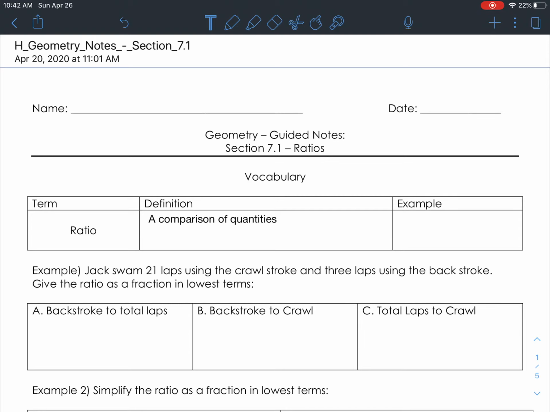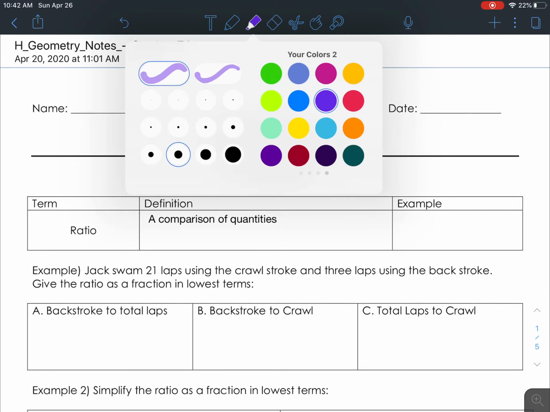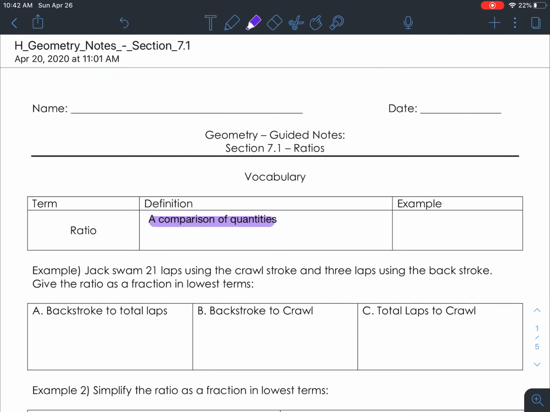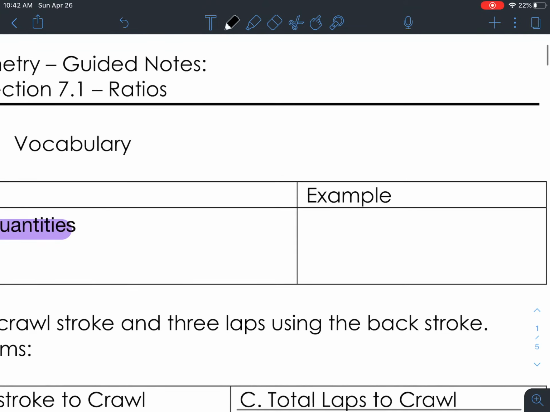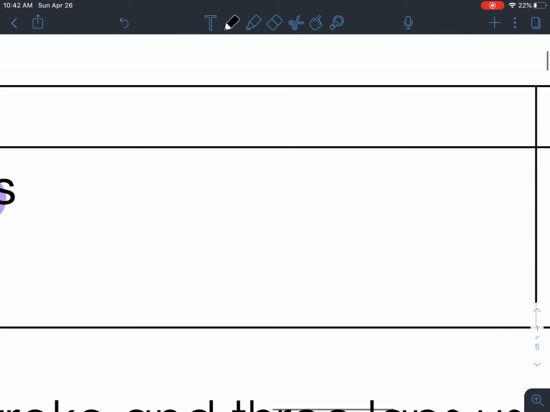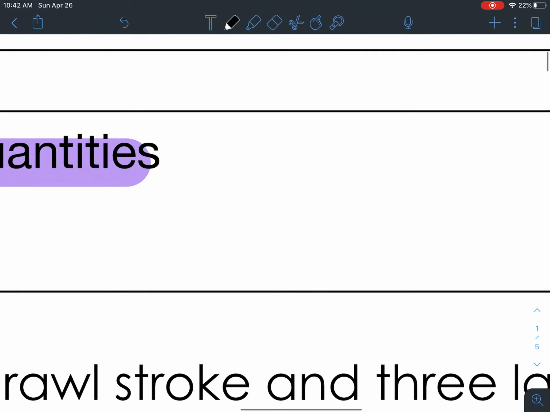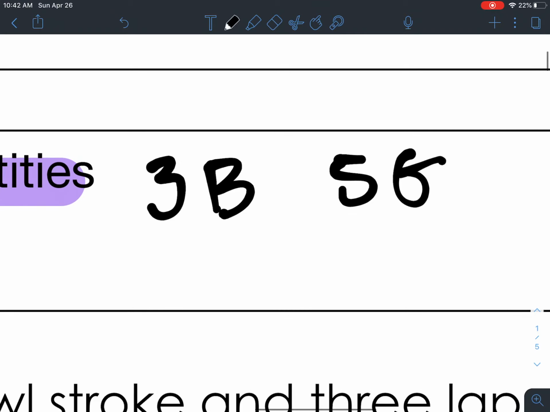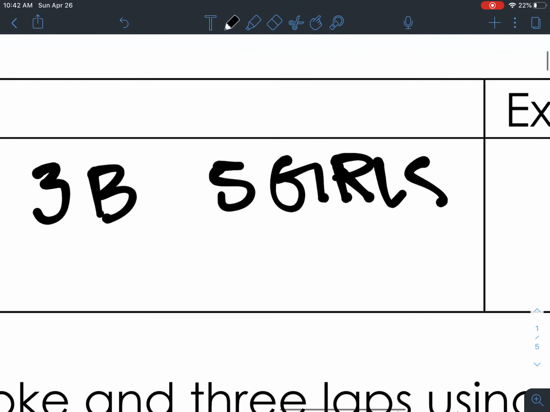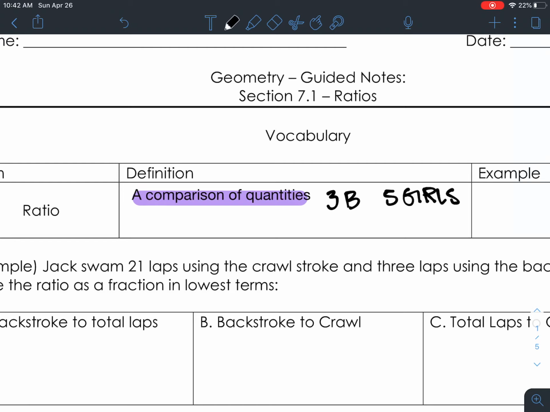So we're going to start off with the first vocab term, which is just a ratio. You should have heard of it before. But the definition of it is it's a comparison of quantities, all right? Now, there are 3 different ways of writing a ratio. Let's say I'm comparing that there are 3 boys and 5 girls in a class. So if I wanted to compare the number of boys to the number of girls in a class, I could write that 3 different ways.